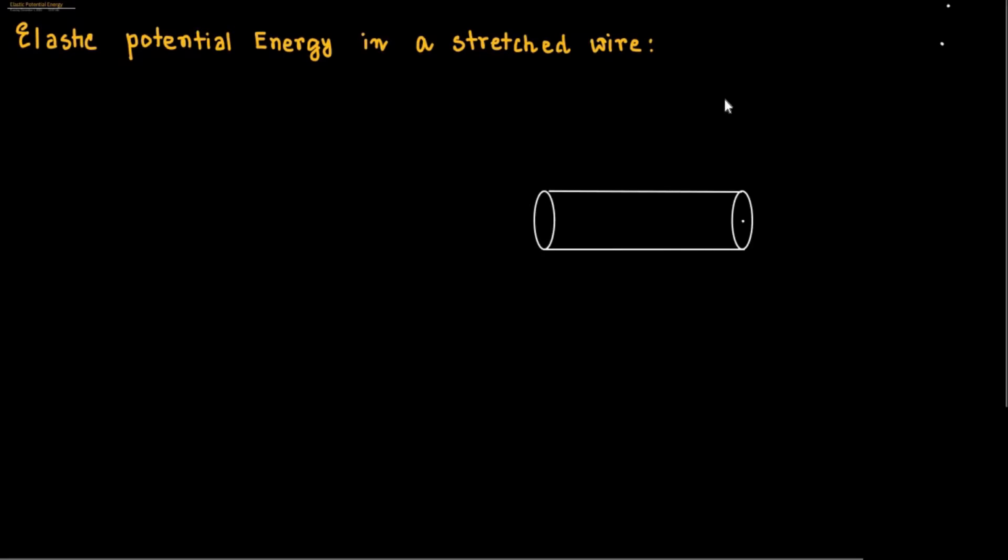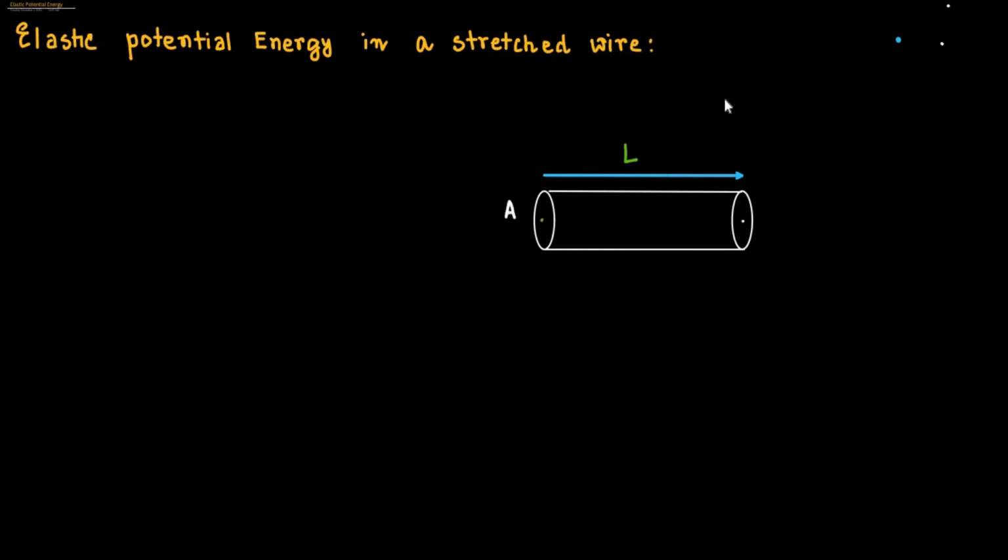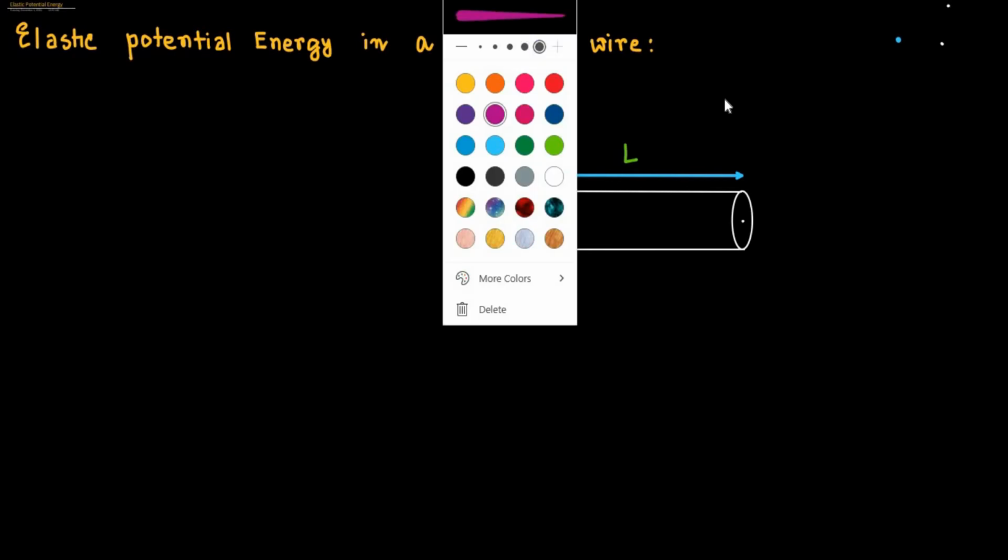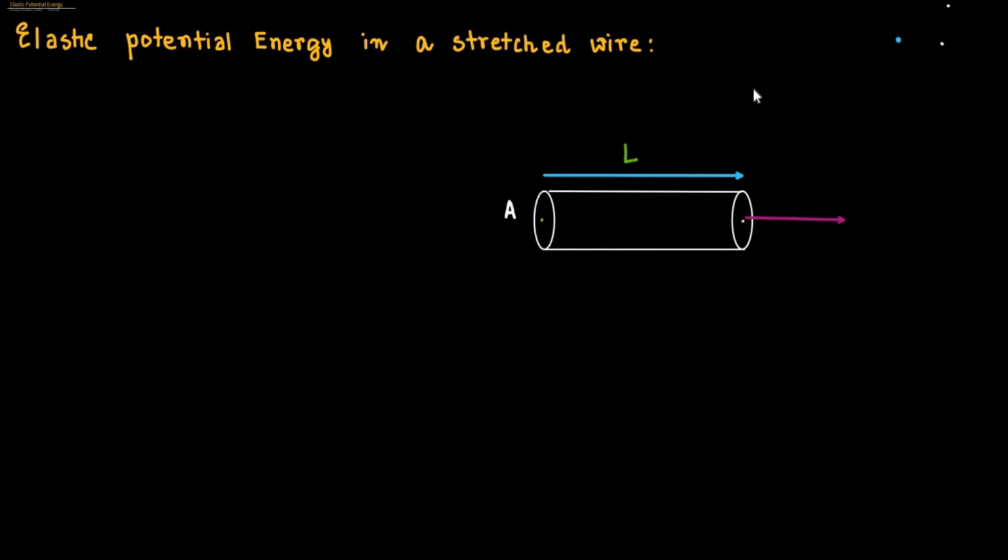This is a cylindrical wire. In the diagram, the initial length of the cylindrical wire is capital L. A is the initial area of cross section of the wire, and a deforming force F is acted on its plane of cross section normally.